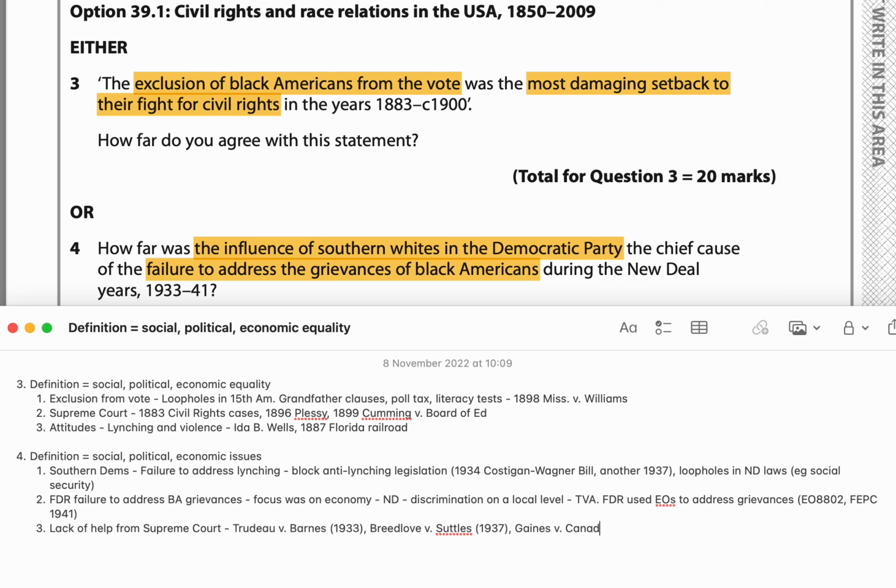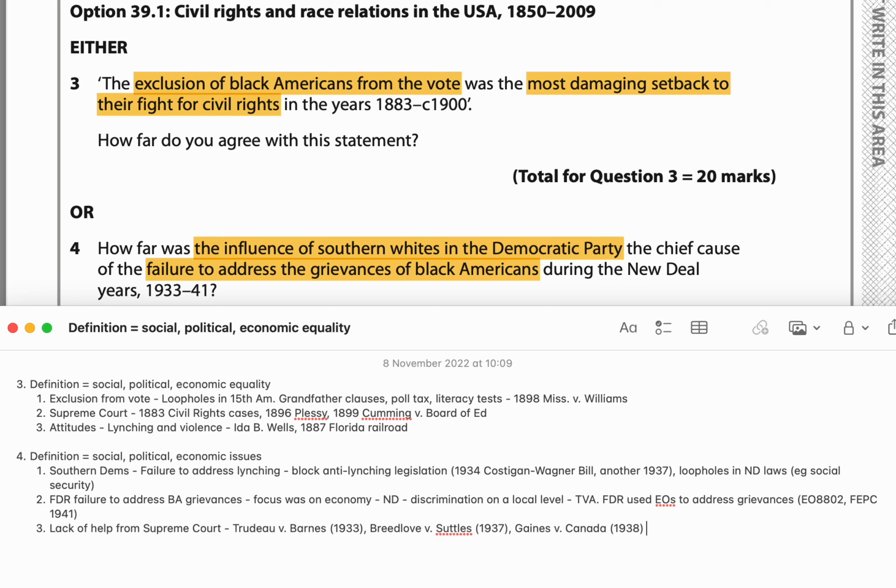So Trudeau versus Barnes. What that decision stated was that any civil rights cases, any appeals, had to be exhausted on a state level before they went to the Supreme Court. And what that meant was that it really slowed down the work of the NAACP. So then I would say that the Supreme Court, therefore, is a cause of the failure to address grievances of Black Americans, right? Because it's slowing down the work of the NAACP.